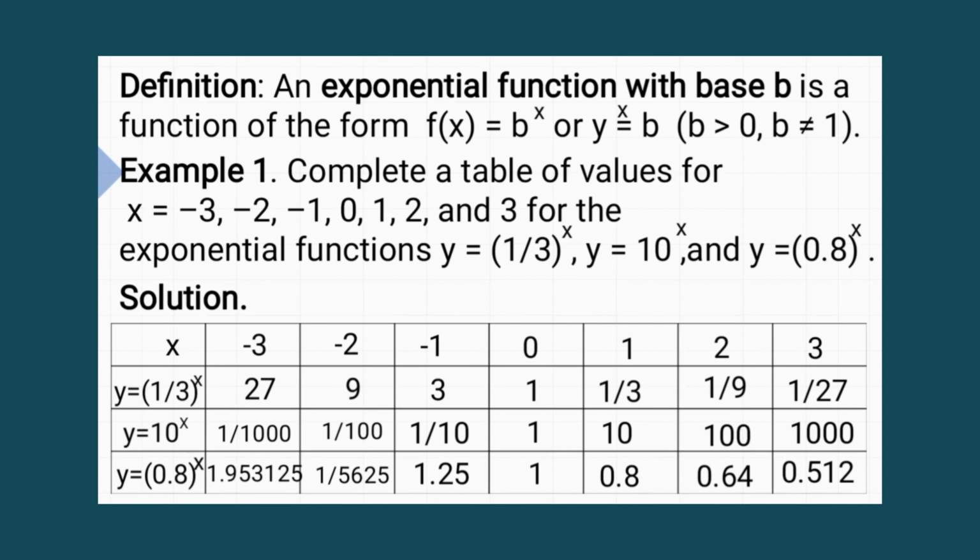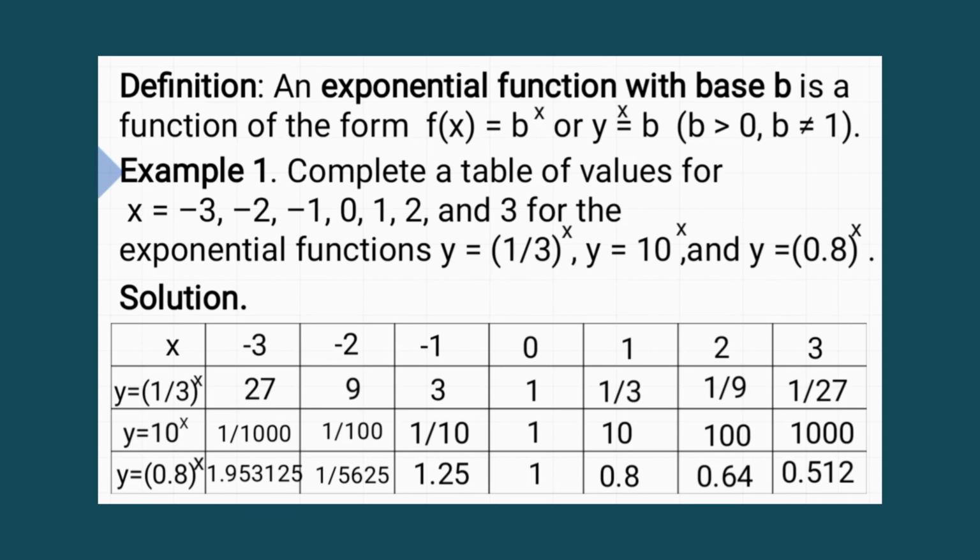So 10 raised to 0, the answer is 1. And 10 raised to 1 is 10. Then 10 raised to 2, or 10 squared, is 100. Then 10 cubed is 1000.